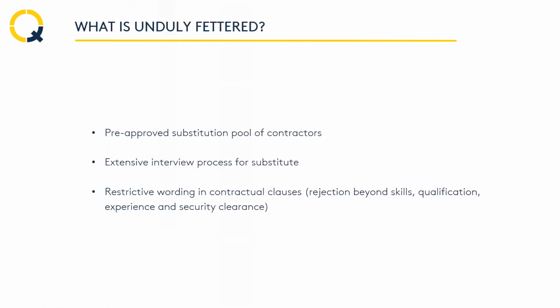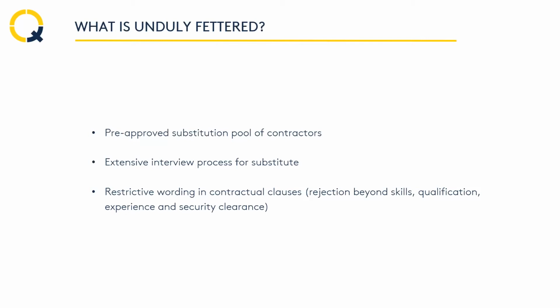So what is unduly fettered? Really, we're talking about unreasonable rejections of a substitute and undue restrictions on the right to substitute. Some examples of this might be the requirement to only use substitutes from a pre-approved pool of contractors. Essentially, as I've already touched on, who the substitute is should be entirely down to the discretion of the limited company contractor that needs to utilise the services of the substitute. There shouldn't be any diktat from the engager or from the client as to who the substitute should be.